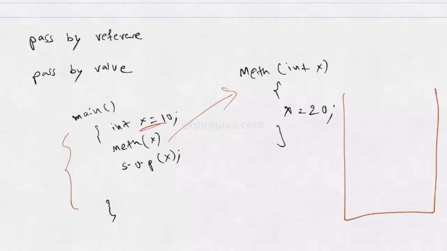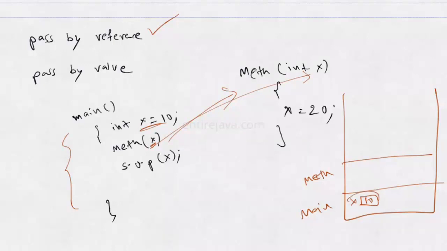We'll have a stack memory, and in that a block will be allocated to main. In that we'll have the value x, which is 10. When we call a method from inside the main, we're going to stack up another block for that method, and note that we're sending this parameter x. If we are talking about pass by reference, then we're actually sending this value to this block.